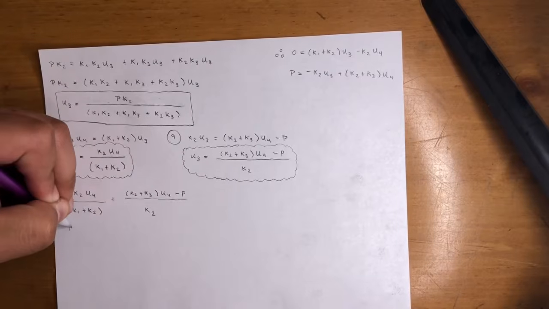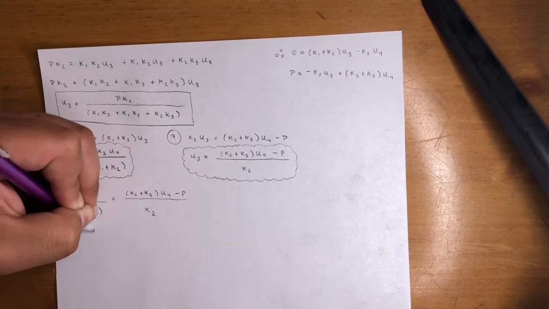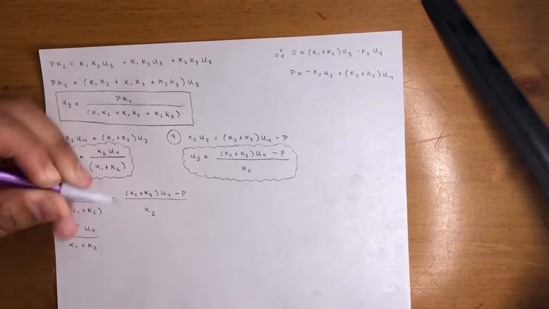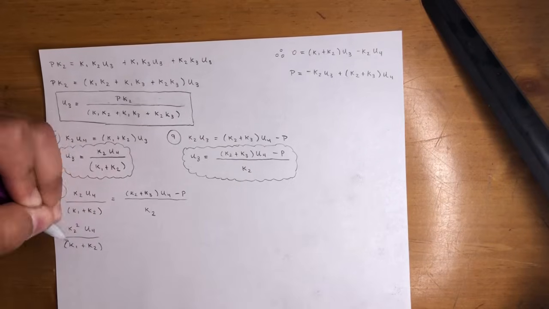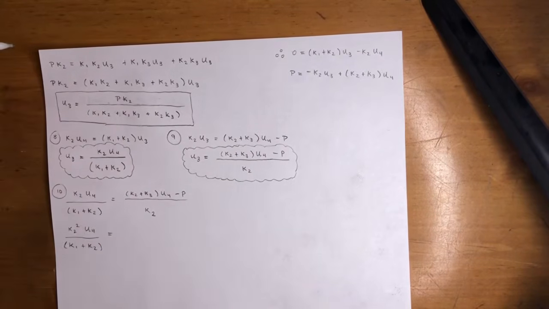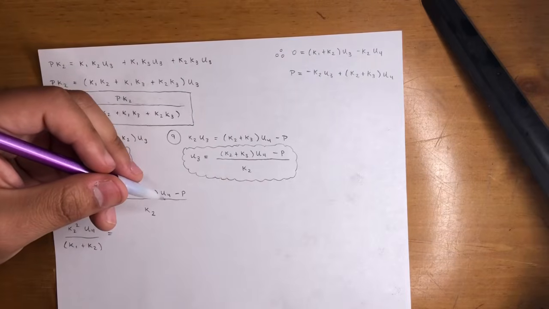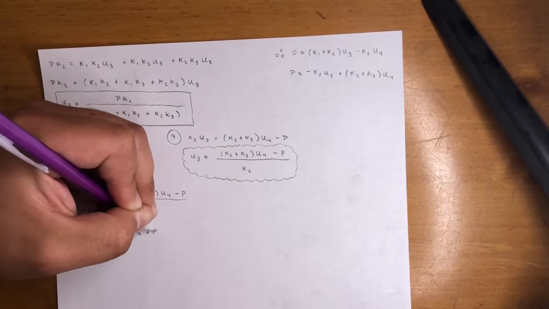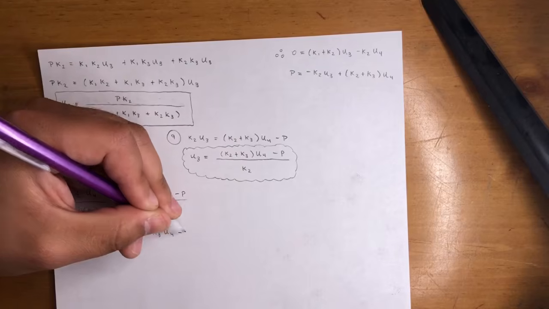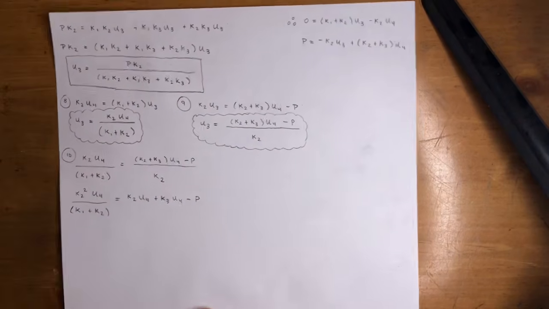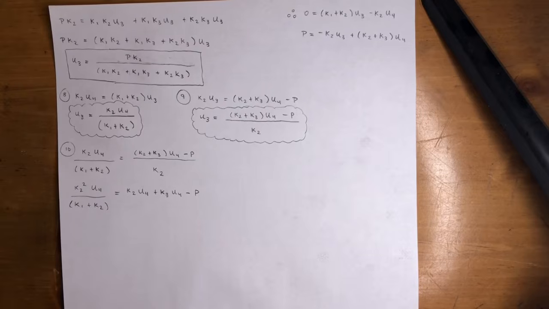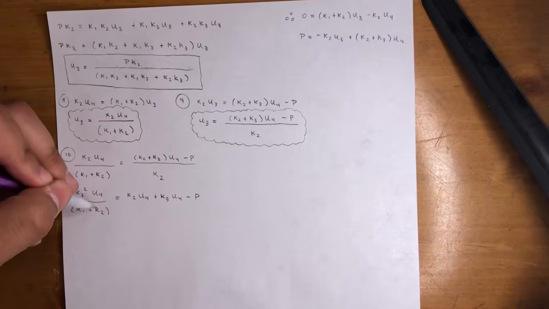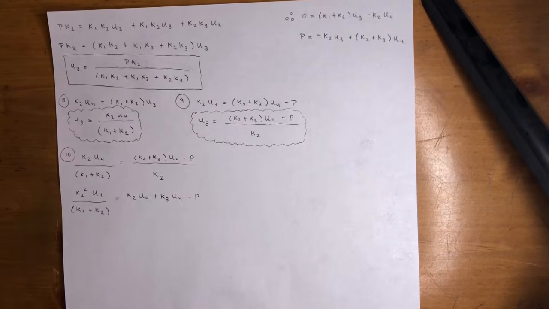Get rid of the K2, so it becomes K2 squared U4 all over K1 plus K2. Don't worry, this is the longest part of the problem. Equals the top. So let's get rid of those parentheses: K2 U4 plus K3 U4 minus P. Finally, we're going to multiply K1 to all of these three, and then add K2 times all of these three, just like FOIL.